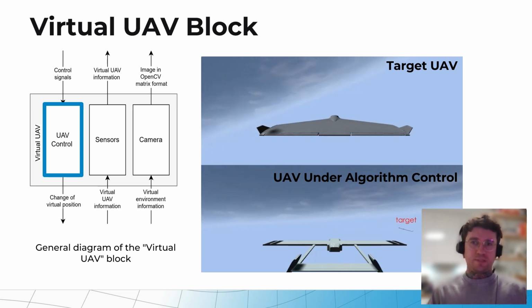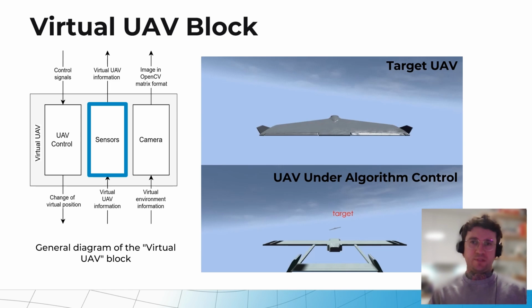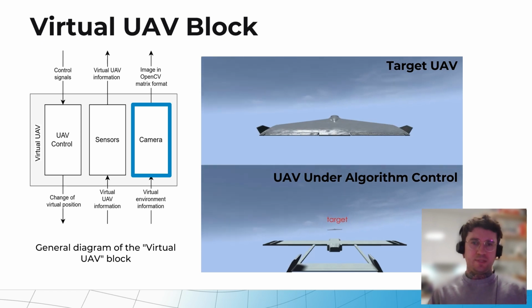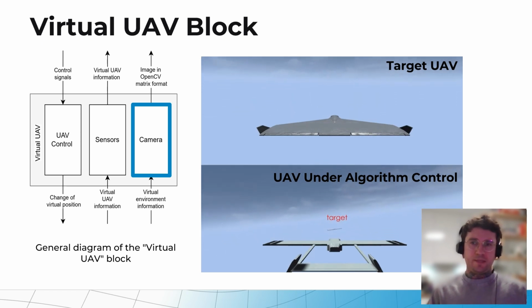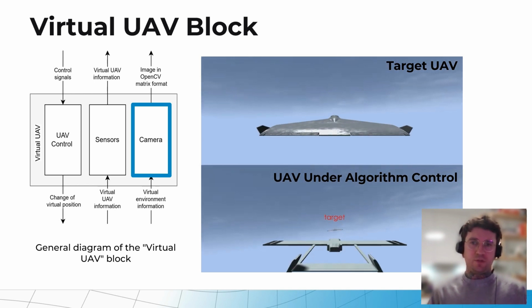Another important part is the simulation of sensors. Currently, a barometer, accelerometer, and gyroscope are implemented. They can be used by the control algorithm to obtain additional information about the environment. However, the main source of information for the algorithm is the onboard camera. It is implemented by converting the image from a scene capture component in Unreal Engine into the standard matrix format of the OpenCV library for further processing.